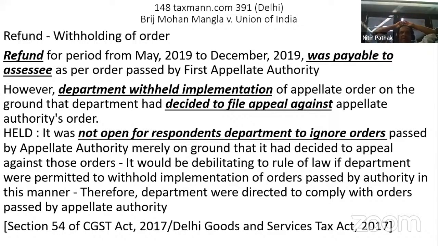It would be debilitating to the rule of law if the department were permitted to withhold the implementation of an order passed by the authority in this matter. Therefore, the department was directed to comply with the order passed by the authority. Clear? Even if you prefer an appeal, if you don't comply, there would be a debilitating effect on the law.